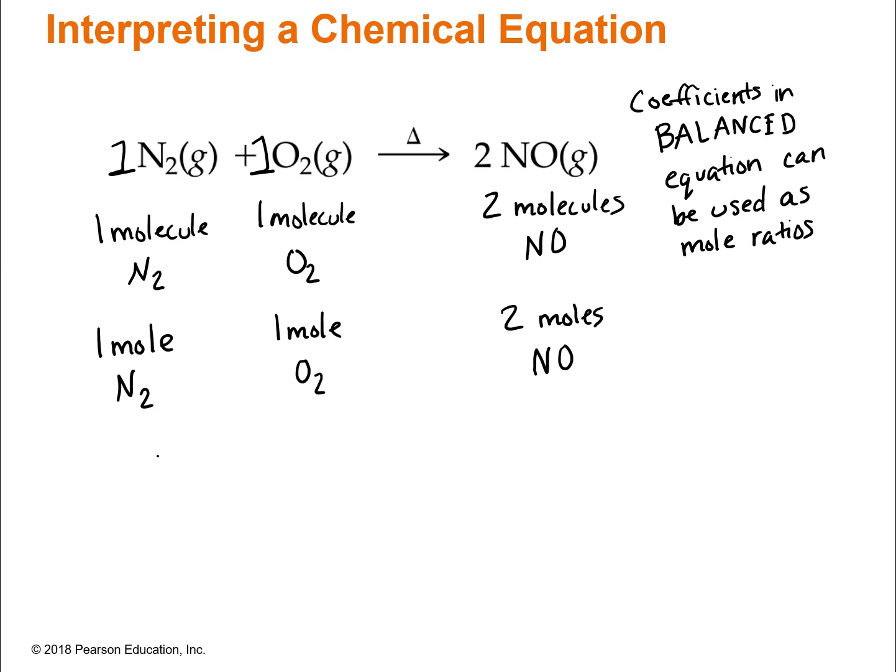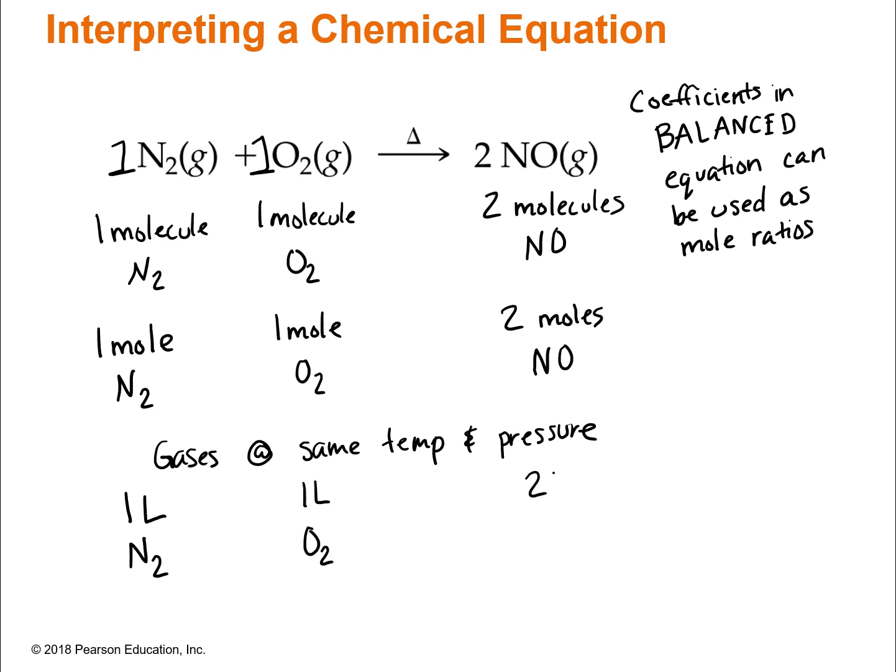Now notice how all of these reactants and the product, they're all gases. With gases at the same temperature and pressure, we can also talk about volume. So if you had 1 liter of nitrogen gas and 1 liter of oxygen gas, you can make 2 liters of nitrogen monoxide. But this is only when we're talking about gases at the same temperature and pressure. Is everybody good with that? That we can take those coefficients and just say that they're moles, and we can relate them to one another using the chemical equation.